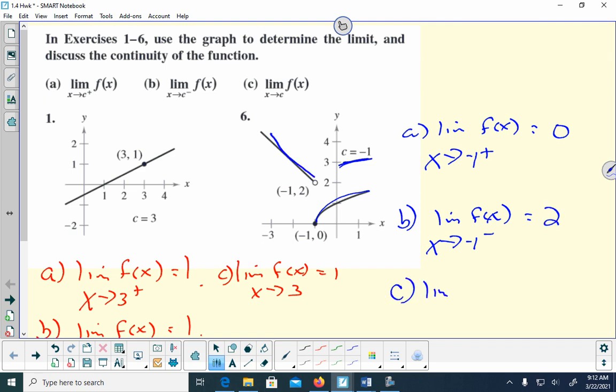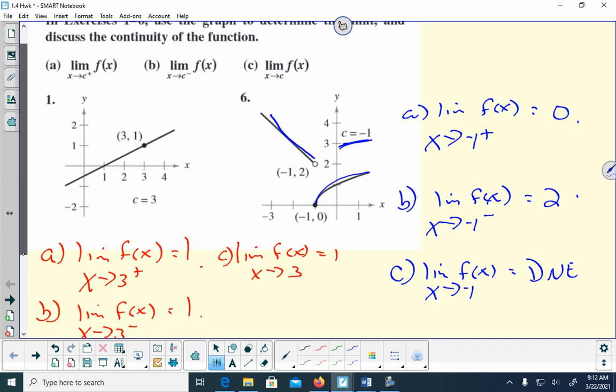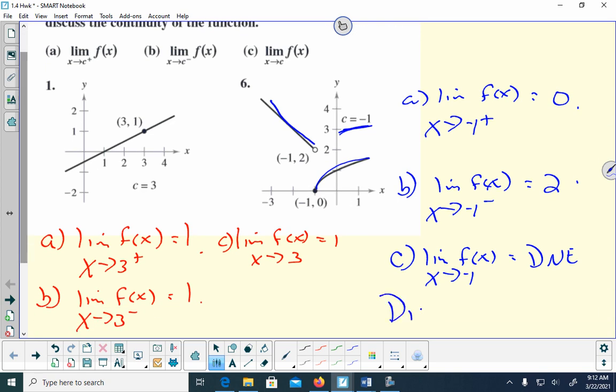Part C, find the limit of f of x as x approaches -1 without a side, so just the limit overall. Since it approaches two different numbers from two different sides, I'm going to say that this limit does not exist. Since the limit does not exist, I know the function is discontinuous, so it is going to be discontinuous at x is equal to -1. And then because the limit doesn't exist and I have that jump, I'm going to say that it's a non-removable discontinuity. Now, I'm sure I spelled that wrong.